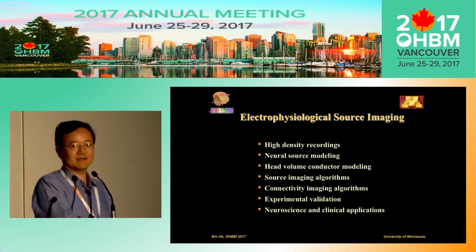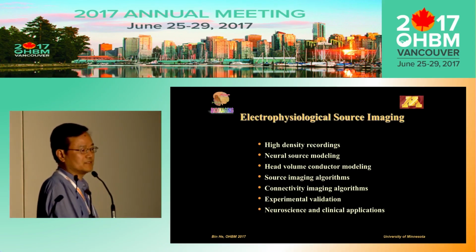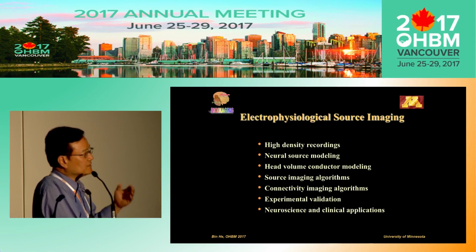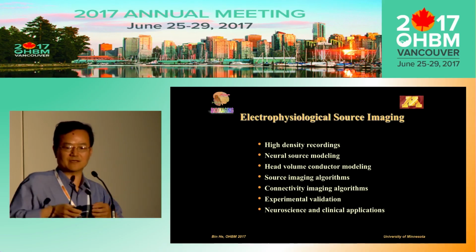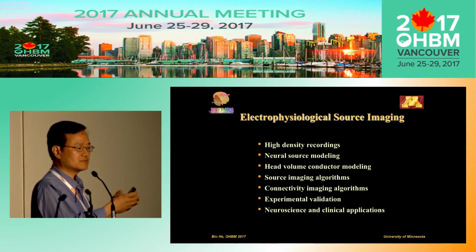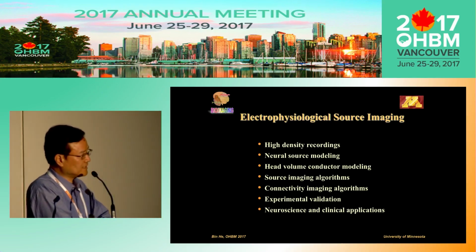So I was thinking that if a graduate student or postdoc tries to start learning some basics about this problem, what would be the key issues? Here are several key issues I consider important from an educational perspective, which include high density recording, neural source modeling, volume conductor modeling, source imaging algorithm, connectivity imaging algorithm, and experimental validation to make sure, as Thomas mentioned, that something works doesn't mean it's true. You have to make sure that whatever your algorithm does gives you a true solution; you need to validate. Finally, there is neuroscience application or clinical application.